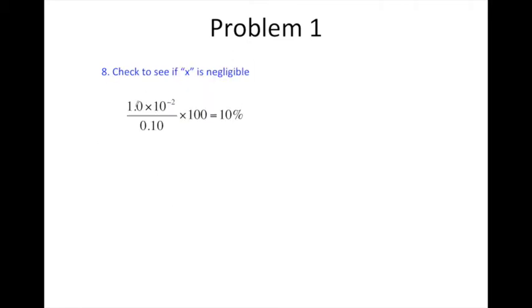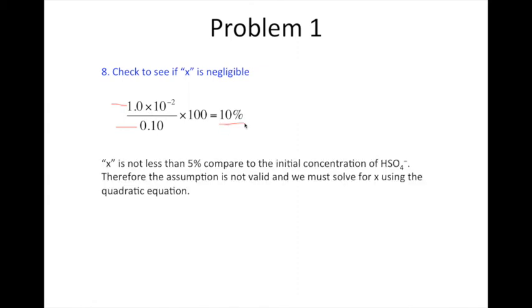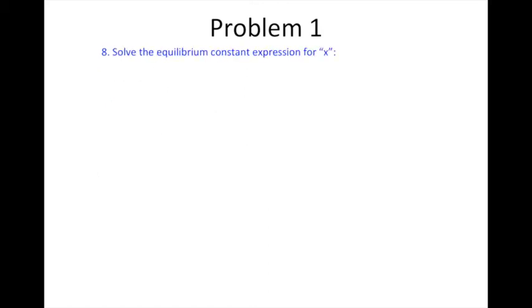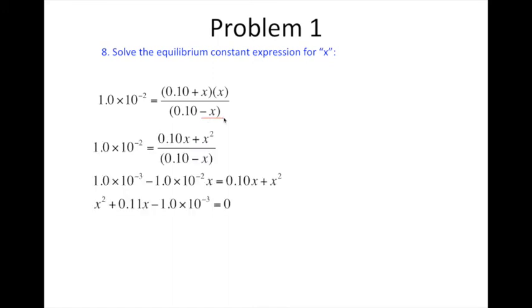To do that, we take our value of X and divide it by the initial concentration of HSO4 minus times 100. When we do that, we get 10%. The percentage must be less than 5% in order to make this assumption valid. So we could not say that X is negligible in this problem, and so we have to go back and solve it using our quadratic equation.